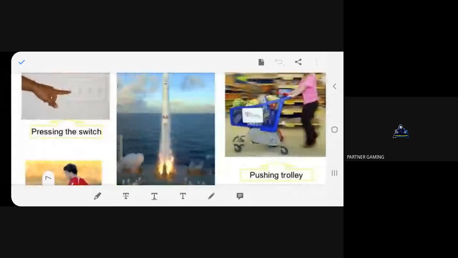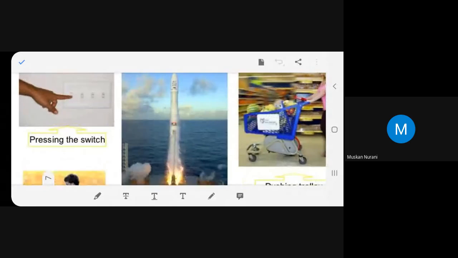Now tell me, what is this? What is this activity, the first one? Pressing the switch. So what is it? Push, away from the body. So it is pushing. Very good.